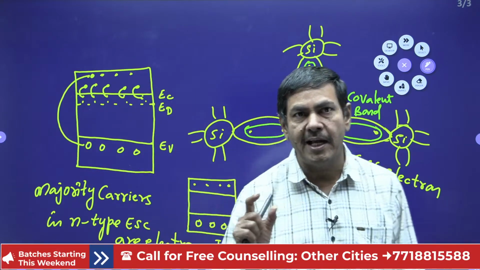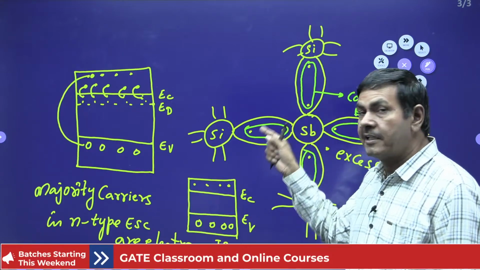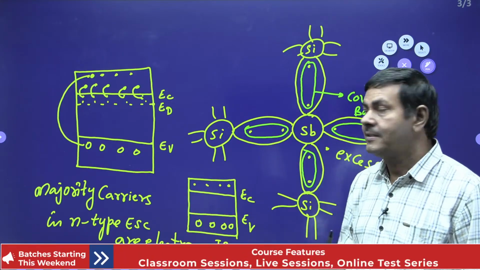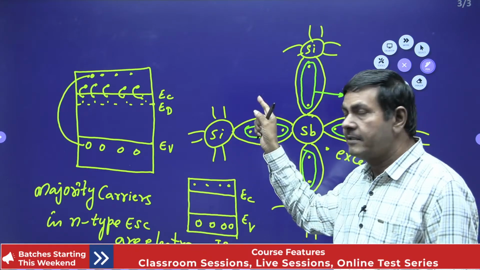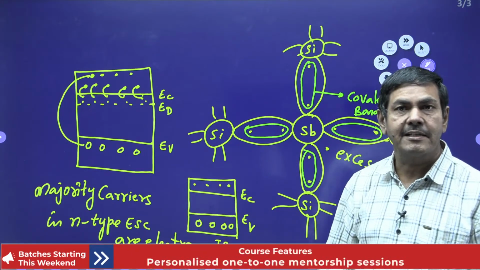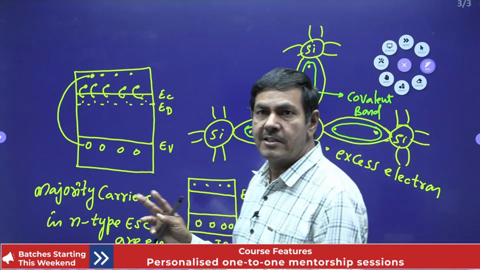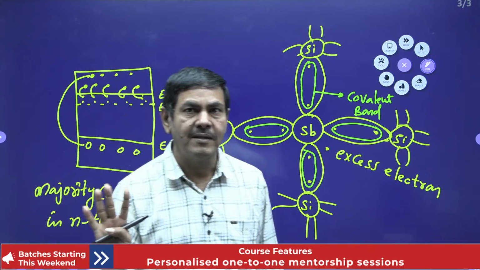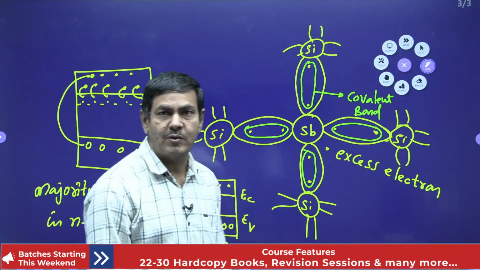As an example, I selected antimony. Antimony contains 5 valence electrons. The intrinsic semiconductor like silicon that is taken contains 4 valence electrons. Due to sharing of electrons, 4 covalent bonds are formed and one excess electron is going to remain. One excess electron is going to remain, I said now.